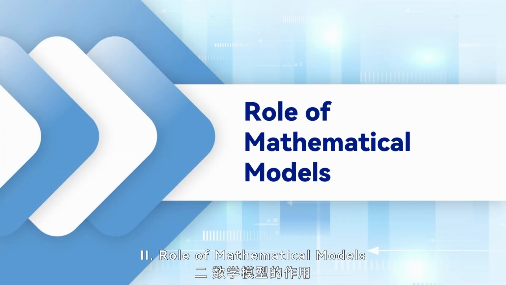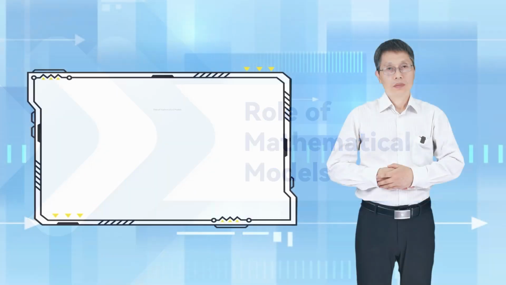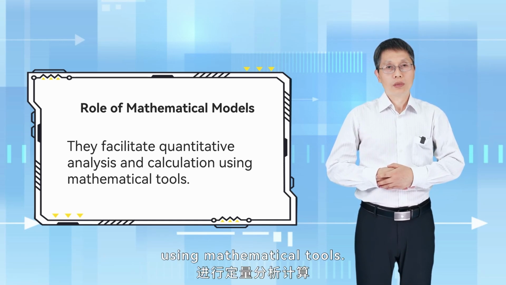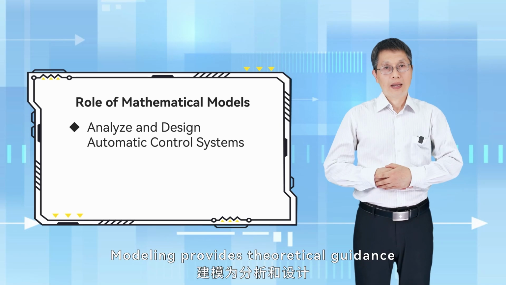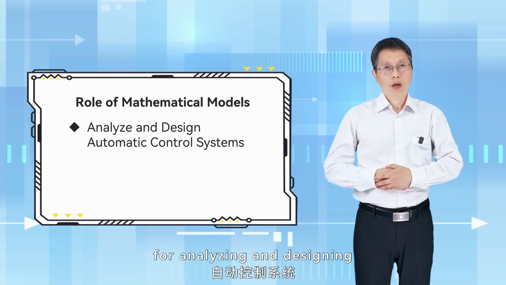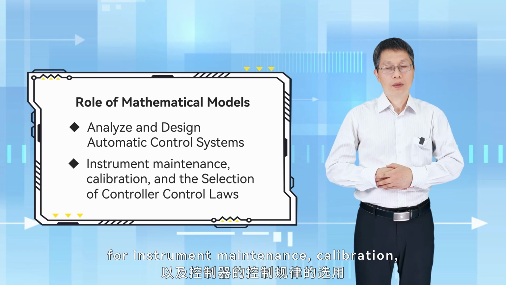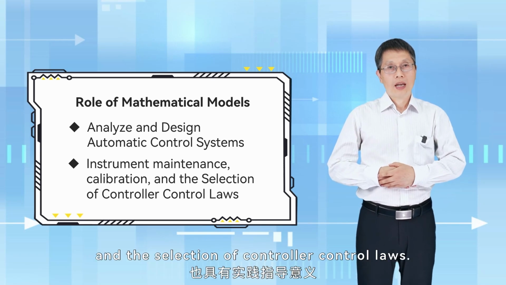2. Role of mathematical models. They facilitate quantitative analysis and calculation using mathematical tools. Modeling provides theoretical guidance for analyzing and designing automatic control systems, and it also offers practical guidance for instrument maintenance, calibration, and the selection of controller control laws.